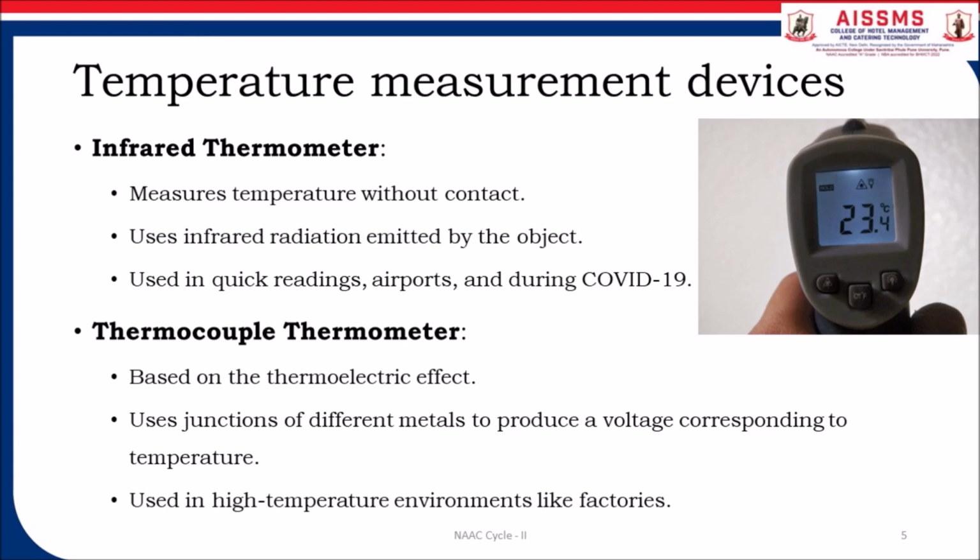Our next thermometer is known as thermocouple thermometer. It works on the principle of thermoelectric effect. It uses junctions of different metals to measure temperature. It produces a voltage that corresponds to the temperature being measured. It is used in places like factories to measure really high temperatures. It is also used to make sure machines do not get too hot.